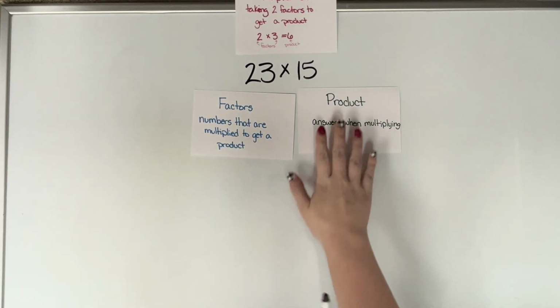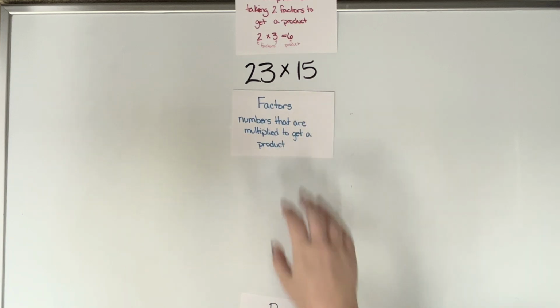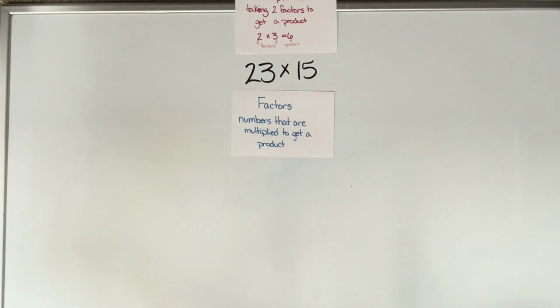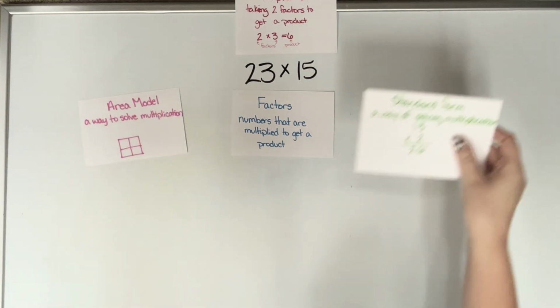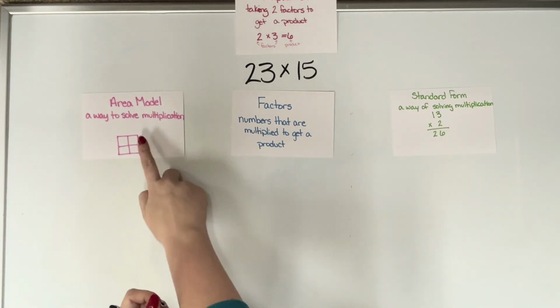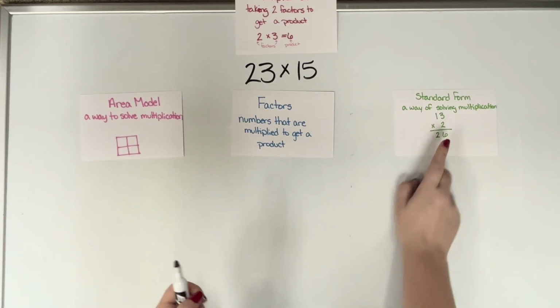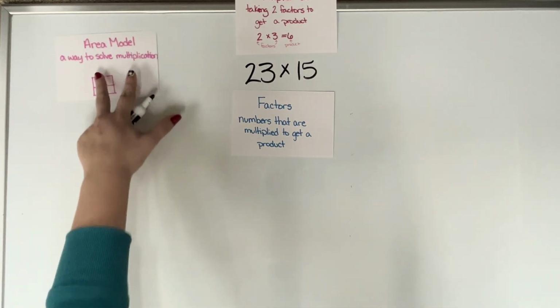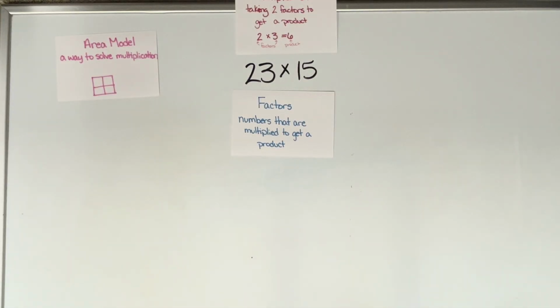So we're going to move this out of the way, but I'm going to keep the factors up here so that we remember what our factors are, because we're going to do this problem twice. The first way we're going to be using is an area model and standard form. Now, a lot of people are familiar with standard form, but we're going to start with area model today because we've been already doing some work with it.